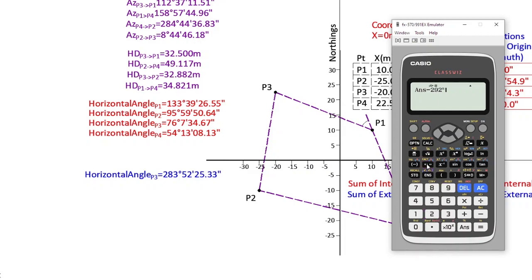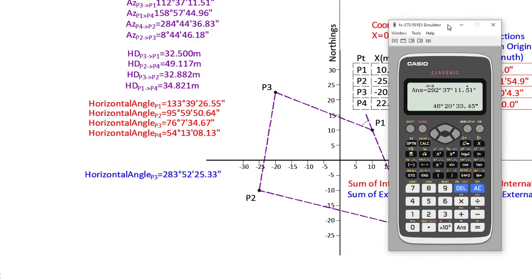292 degrees, 37 minutes, 11.51 seconds. And that is going to be my angle of deflection, this one that I'm indicating here. Okay. So those are the main angles we deal with in land surveying: internal, external, and deflection angles.